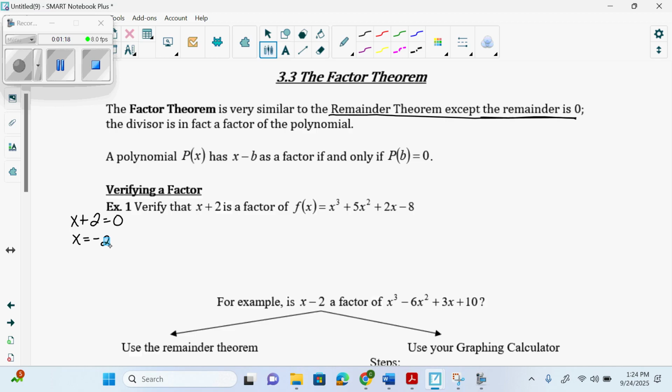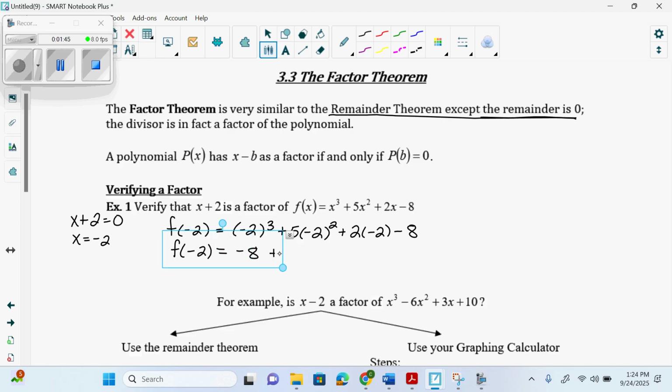Negative 2. So we're going to plug that in, f of negative 2, and we're going to see if we get 0 for our remainder, or our y value, so that it would be an x-intercept. So I'm going to get negative 2 cubed plus 5 times negative 2 squared plus 2 times negative 2 minus 8, which gets me f of negative 2 equals negative 8 plus 20 minus 4 minus 8, which is 0. And this is my remainder.